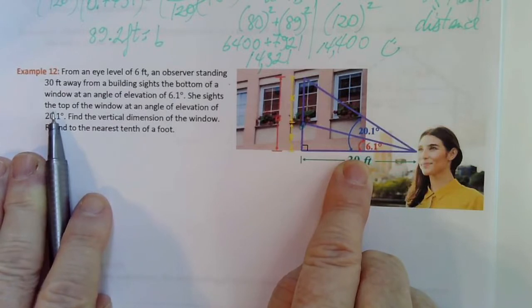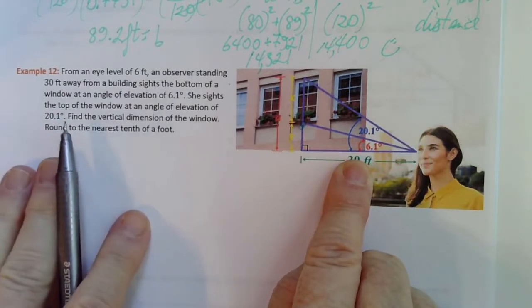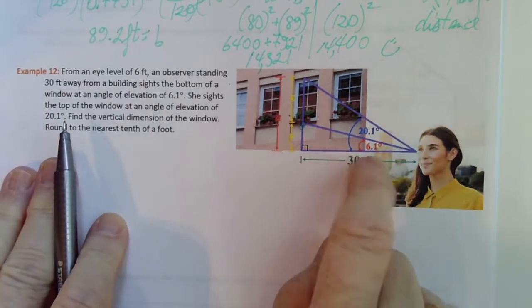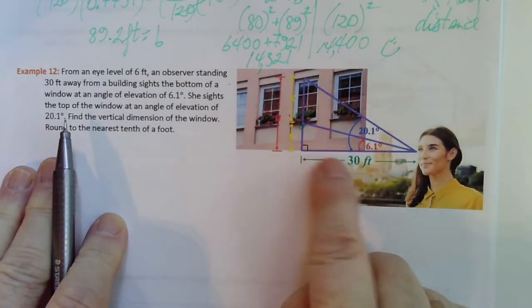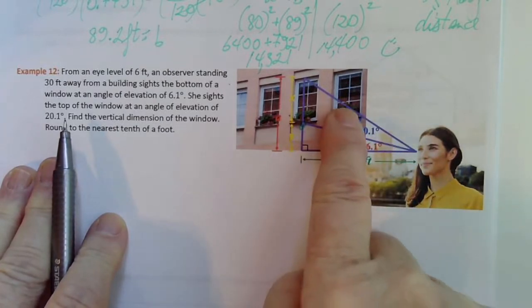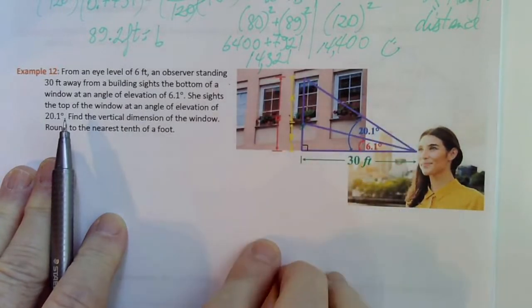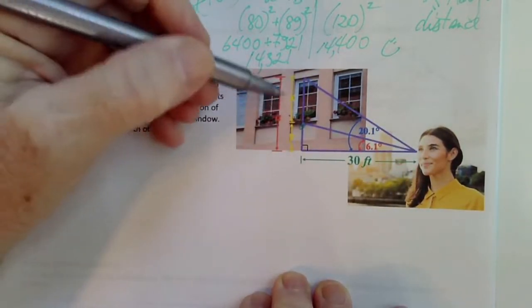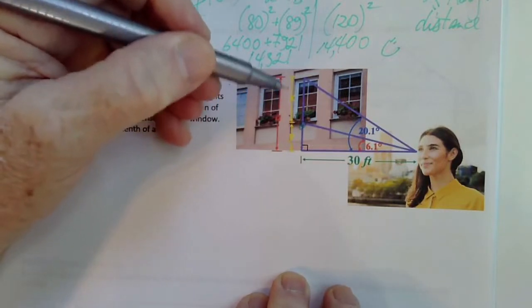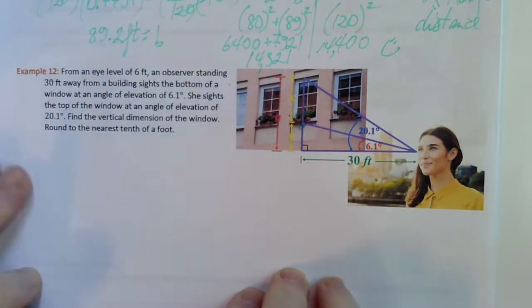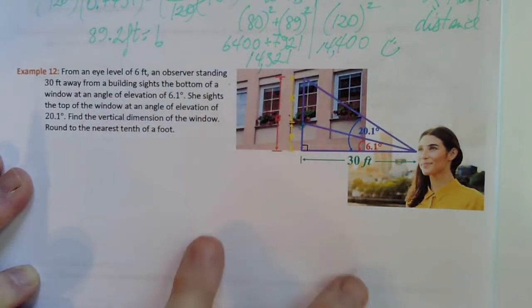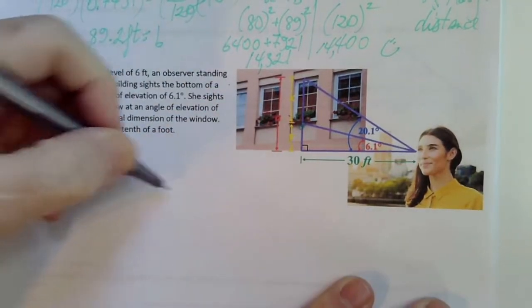She sights the top of the window at an angle of elevation of 20.1 degrees. So from the horizontal all the way up to the top of the window is 20.1 degrees, and we want to find the height of the window. So I've labeled several things in here. Let's draw this triangle here.